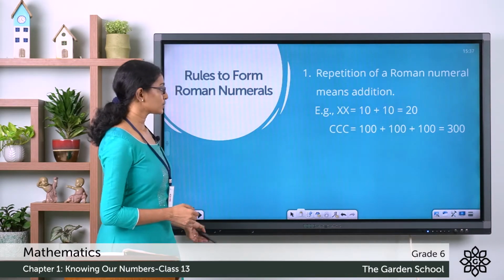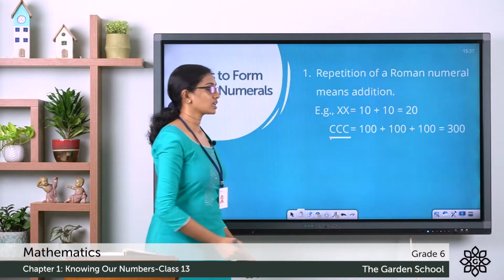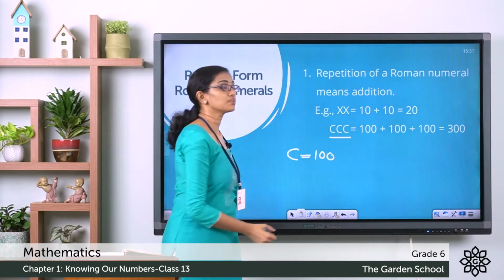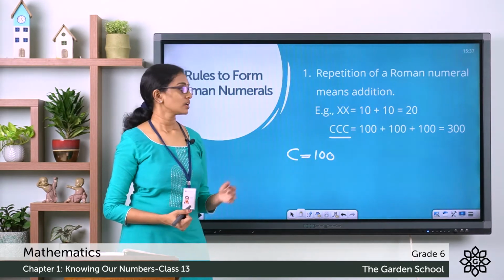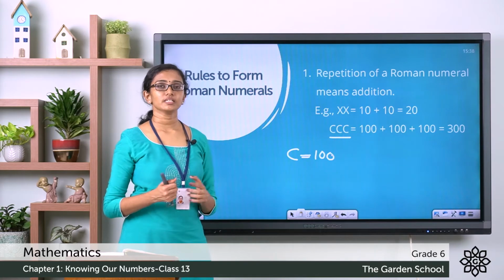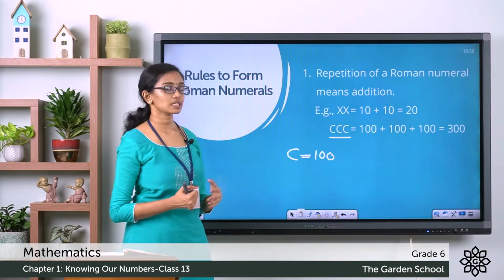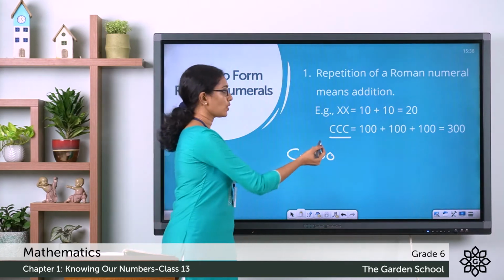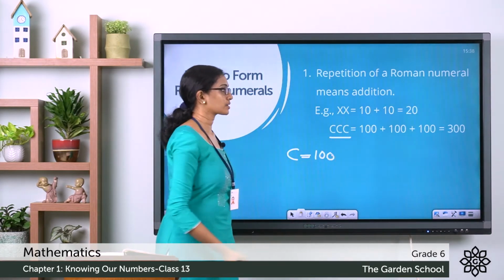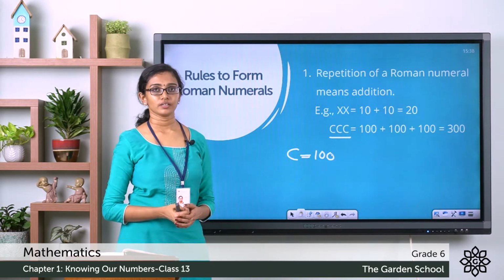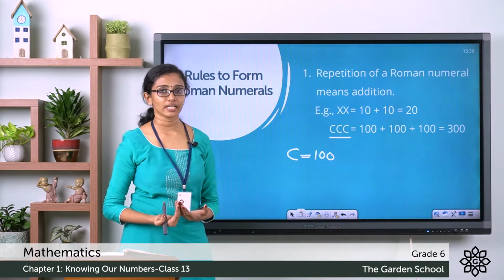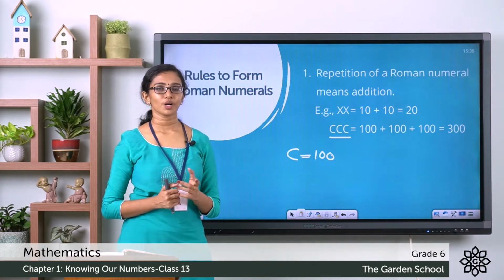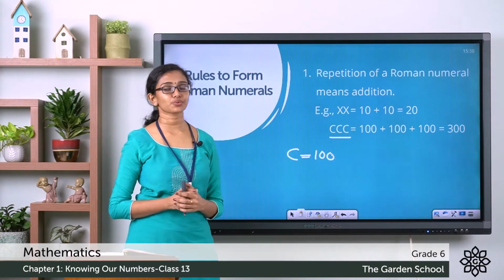And now here you can see 3 C's. The symbol C stands for a value of 100 in Roman numerals. So 3 C's written together, the same symbol is repeated thrice. This means that the equivalent value is equal to 100 plus 100 plus 100, which is equal to 300. So for representing a value of 300, you can write the symbol C thrice together. Hope this is clear to you. Now let's see the next rule.